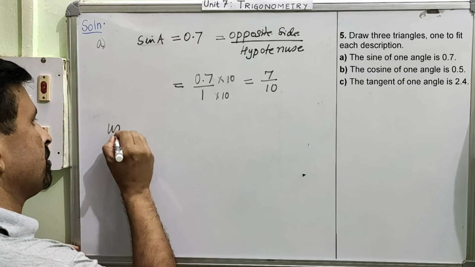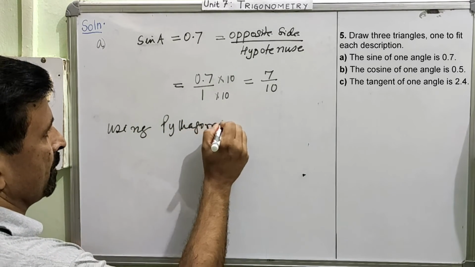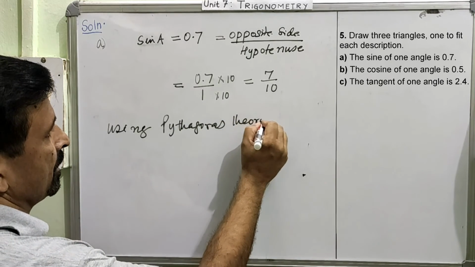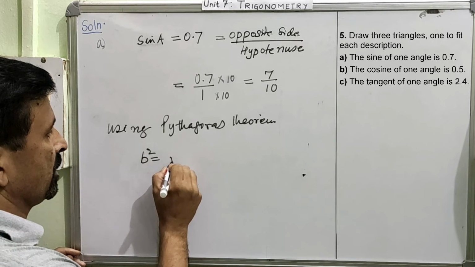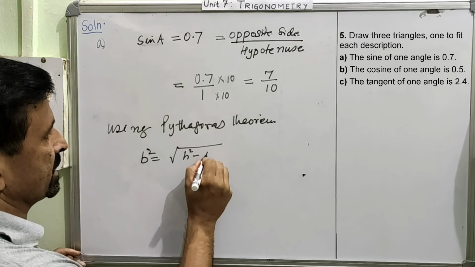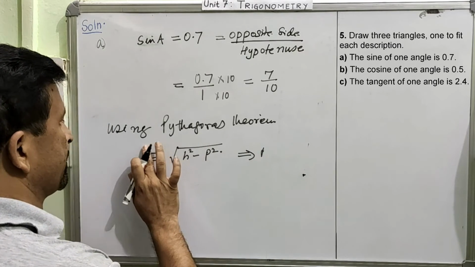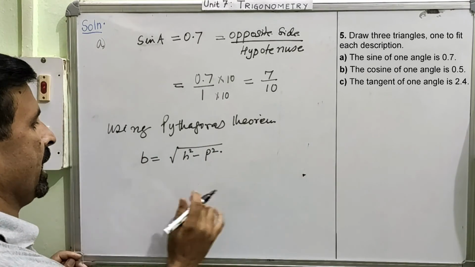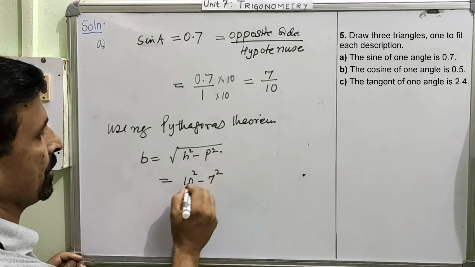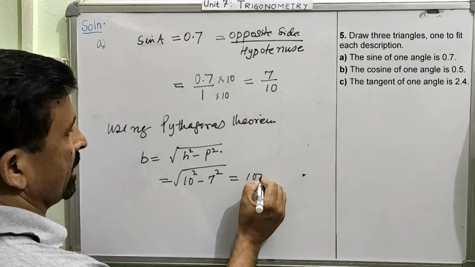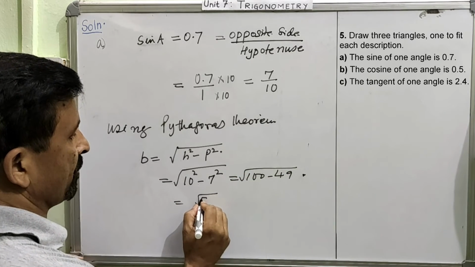So using Pythagoras theorem, we are going to find out B. So B square will be equal to H square minus P square. This square will shift to that side. Now H square is 10 square minus P square means 7 square, right? And therefore this will be 100 minus 49, and then it is root over 51.